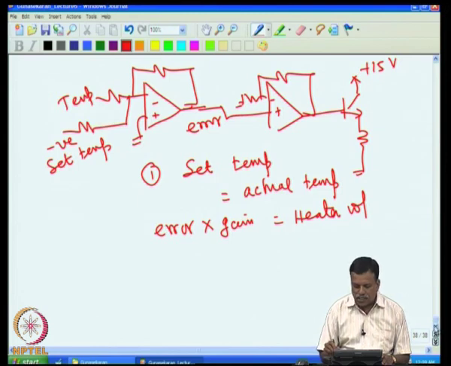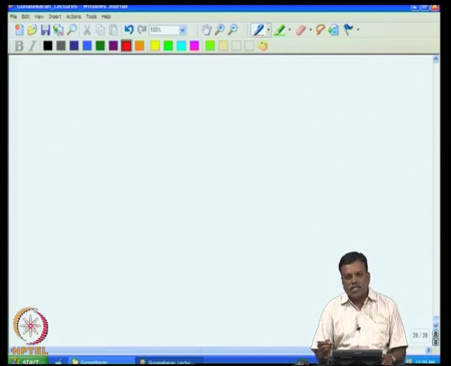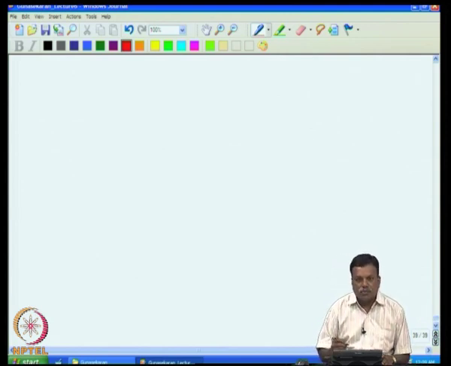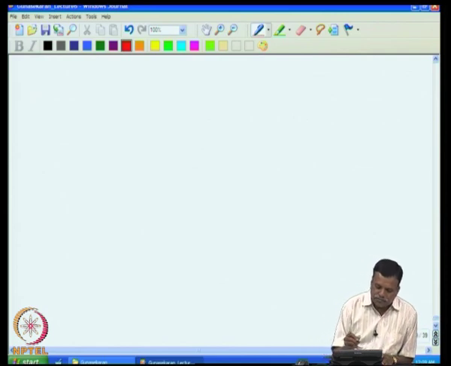and this is a really great invention. It was invented by practicing engineers, practically implementing this in many control systems. So, the PI controller looks like this.